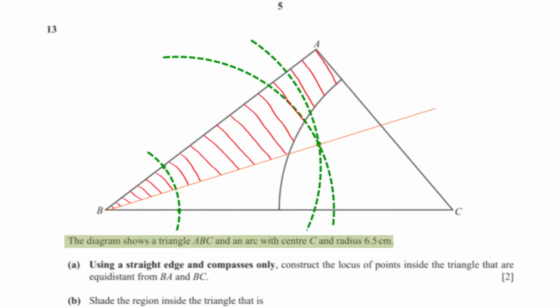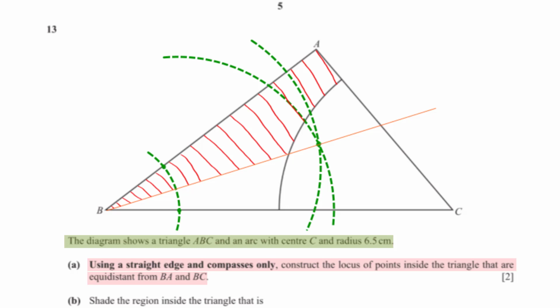The diagram shows a triangle ABC and an arc with center C and radius 6.5 centimeters. Using a straight edge and compasses only, construct the locus of points inside the triangle that are equidistant from BA and BC. B is the common letter in BA and BC. This means that we are to construct an angle bisector for angle B.